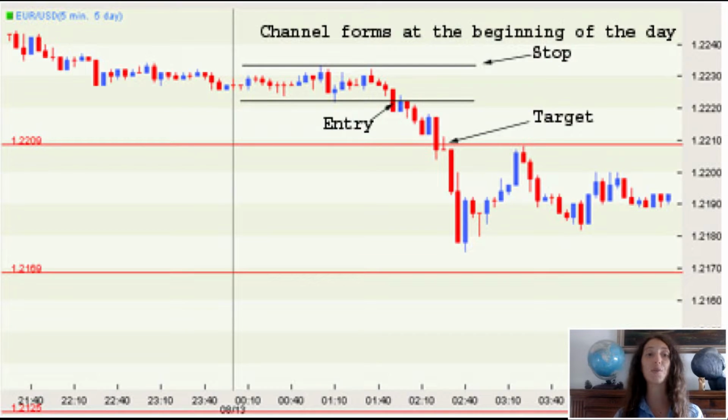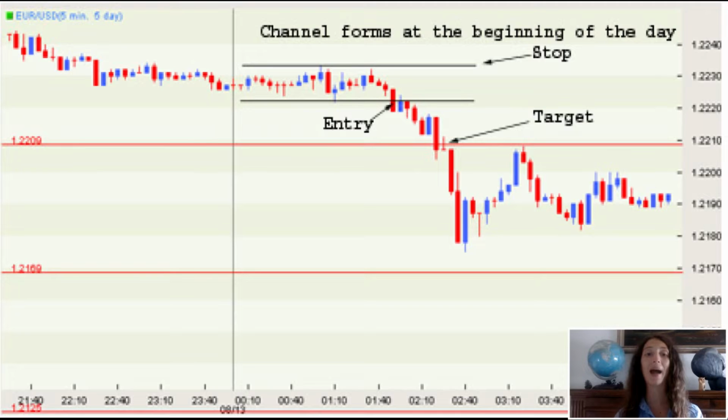The pullback trade. This is one of my favorite setups. The market passes through S1 and then pulls back. An entry order is placed below support, which in this case was the most recent low before the pullback. A stop is placed above the pullback, the most recent high peak, and a target set for S2.